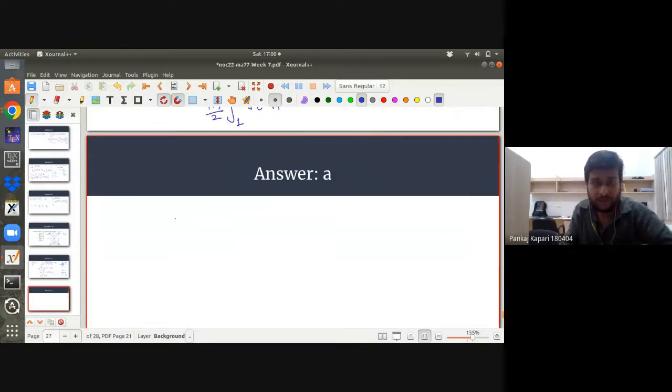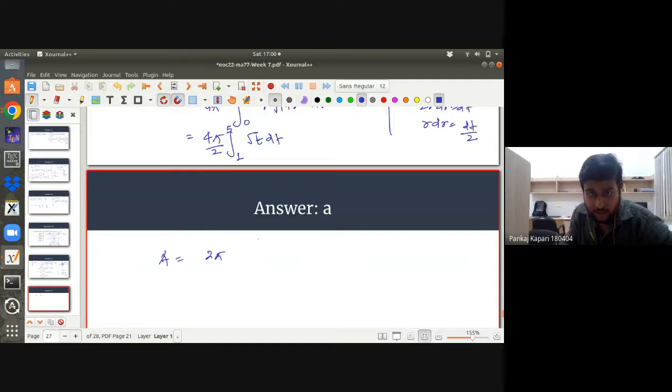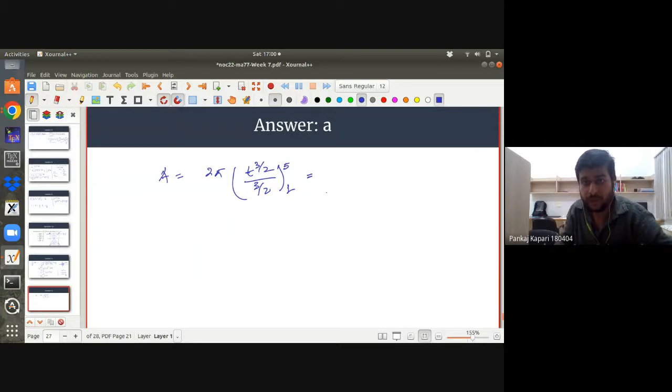So our area is equal to 2 pi times the integral of root t. What is the integral of root t? It's t to the power half, so t to the power 3 by 2 divided by 3 by 2, taking limits from 1 to 5. Let's take 3 by 2 outside. So this will become 4 pi by 3 times 5 to the power 3 by 2 minus 1.